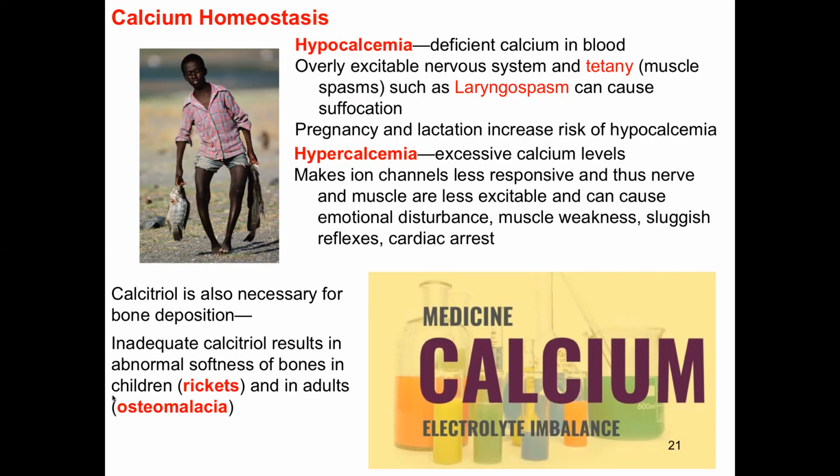So in children, it's called rickets. So here's a child with rickets, and you can sort of see that the softening of the bones causes this characteristic bending of the leg bones. In adults, it's called osteomalacia. But it's the same thing, and it's because of a poor diet, poor calcium in the diet. All right. Here it says electrolyte imbalance. That's sort of referring to this. Okay.